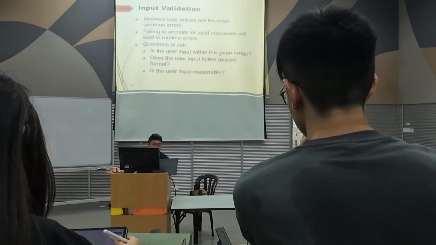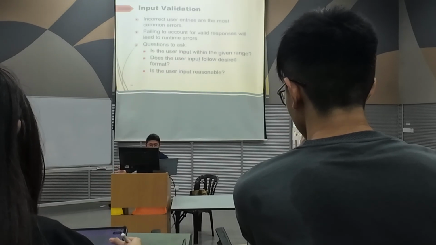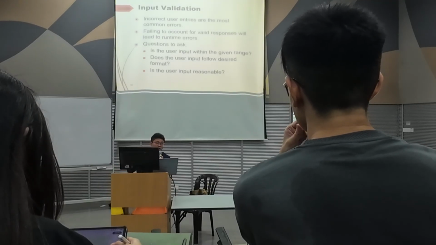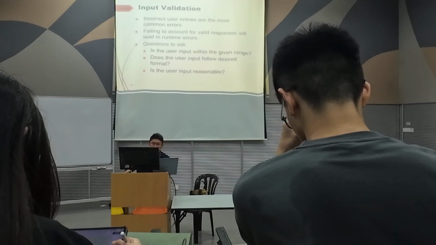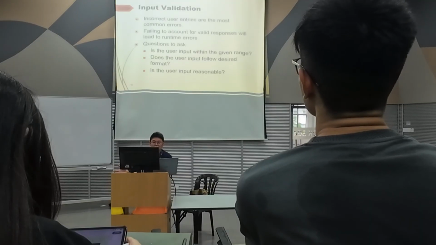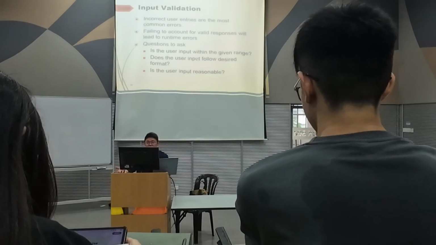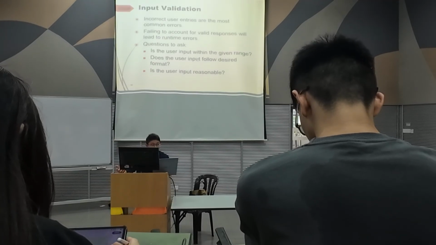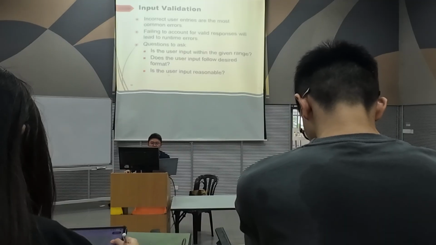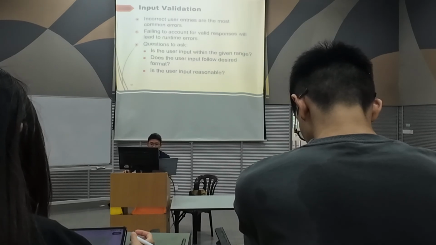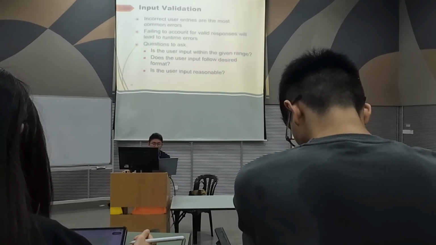So when you do input validation, you can ask yourself: is the user input within the given range? Does the user input follow the desired input format? Maybe the format is that the user can only enter alphabets, so we have to check whether it is alphabets or numbers or digits. Is the user input reasonable? These are some of the criteria that you need to check during your input validation.